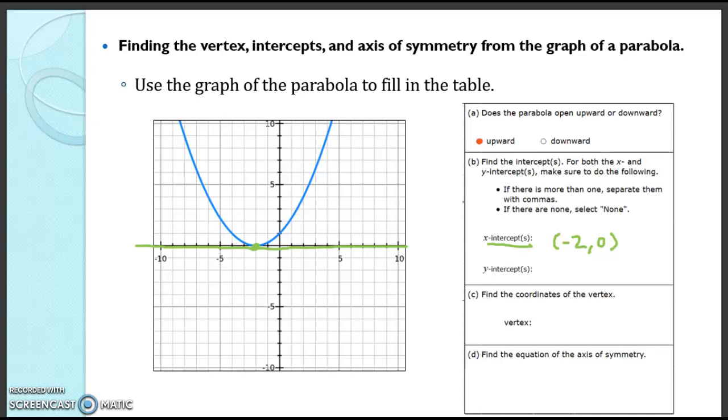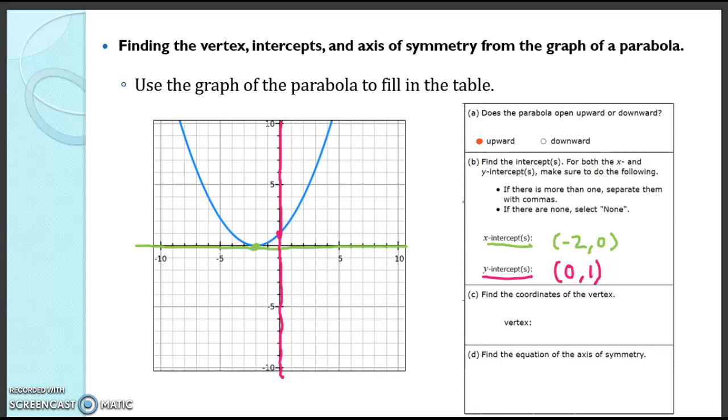Okay. The y-intercepts happen wherever the graph of the function crosses the y-axis. That happens at this point, which happens to be 0, 1. Now remember, for x-intercepts, our y value is always 0, and for y-intercepts, our x value is always 0.